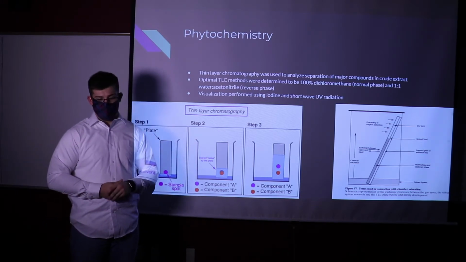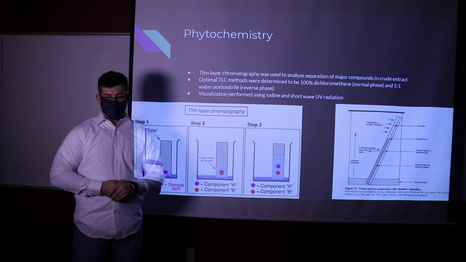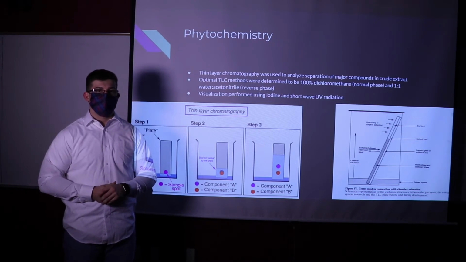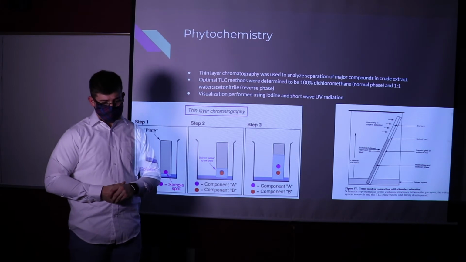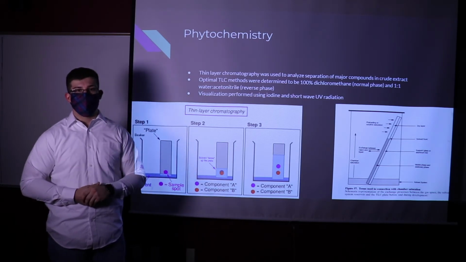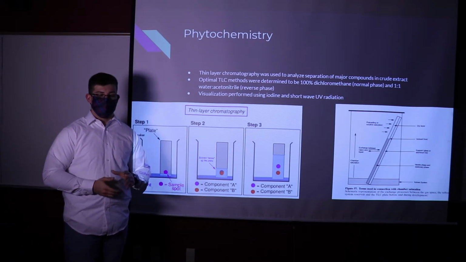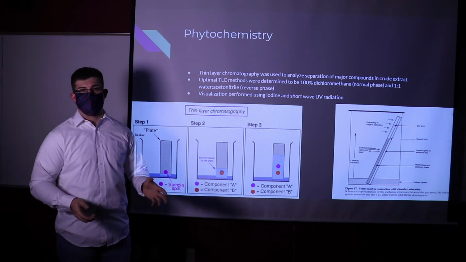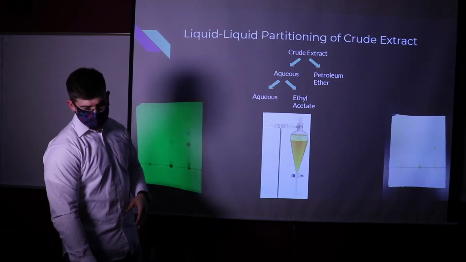Using the mayapple fruit, I discovered that the ideal elution mixture for this fruit is 100% dichloromethane for normal phase TLC and 1:1 water to acetonitrile for reverse phase TLC. I then used iodine and shortwave UV radiation in order to visualize the components within the separated crude mixture. And I used these as these are non-destructive methods and allow us to go back and look at different plates over time.